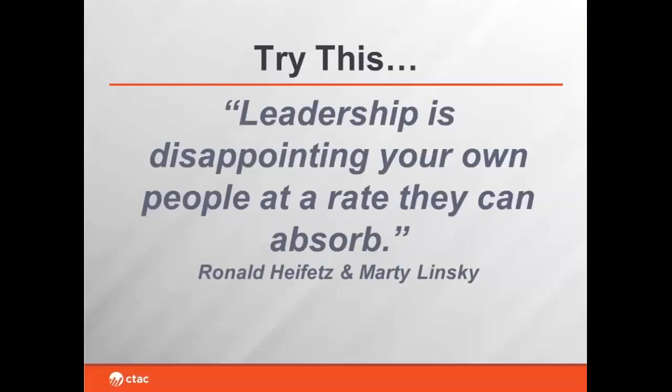And when I first saw this, I thought, what the heck are they talking about? Of all of the ideas you provided in the chat box, disappointment was not one of them. So I'm curious about your reactions to this definition of leadership as disappointing your own people at a rate they can absorb. Why and in what way would this be connected to leadership? If a couple of you have some ideas, you can just put it in the chat box now, and then I'll begin to unpack this notion.